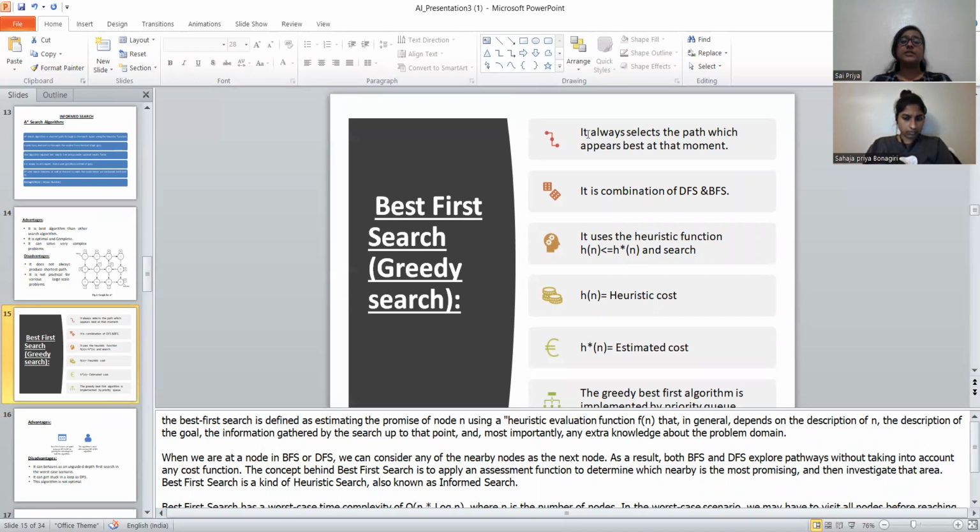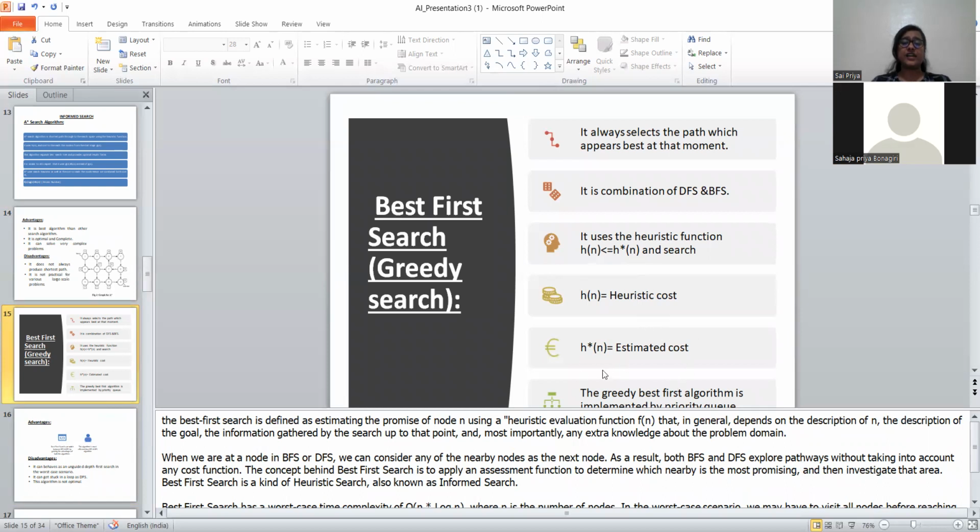And compared to best first search, which is nothing but greedy search, we can call it greedy search also. Best first search is a combination of DFS and BFS. We use this formula: h of n is less than or equal to h star of n. h of n is a heuristic and h star of n is the estimated cost of the node.